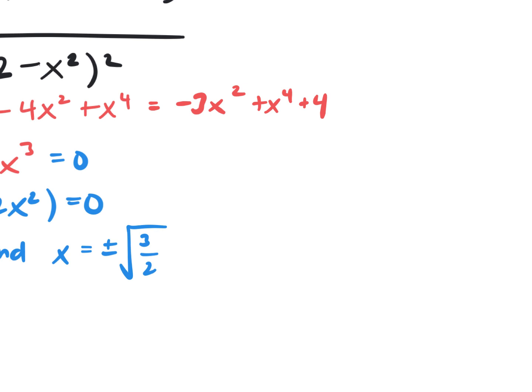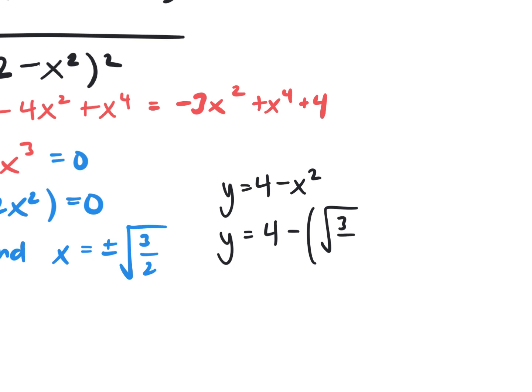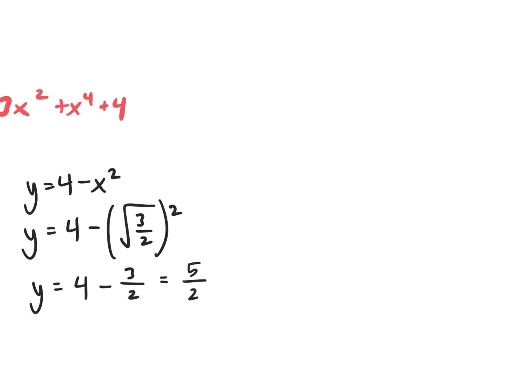Okay, so my y value equation up top was given to us as 4 minus x squared. So I can plug this in, 4 minus the square root of 3 over 2 squared. So y equals 4 minus 3 over 2, which if we simplify that, that's technically like 8 over 2 minus 3 over 2, which is the same thing as 5 over 2. Now, if I plug in the negative square root of 3 over 2, won't I get the same thing? Yeah. So we can just go ahead and be done there.